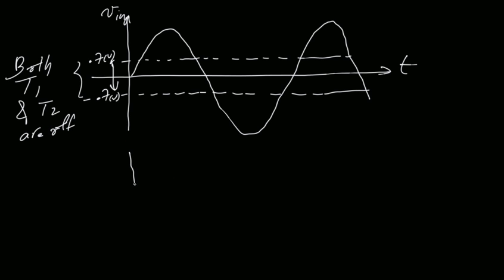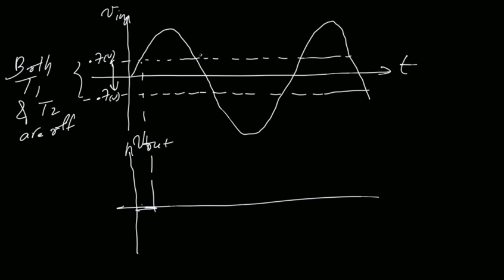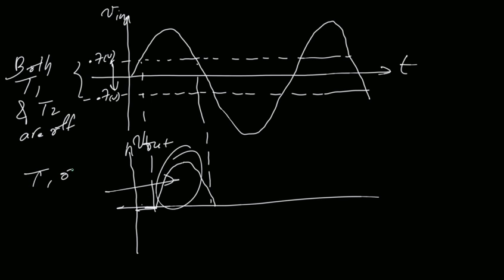And when they're off, what is the value of V out? So in here, if I draw a dashed line and this is V out, it is equal to 0. And here T1 turns on. So in the positive cycle, T1 is on and T2 is off. T1 is the first transistor at the top, the NPN. From here to here, there's nothing. And then the second transistor starts conducting, and then it stops here.